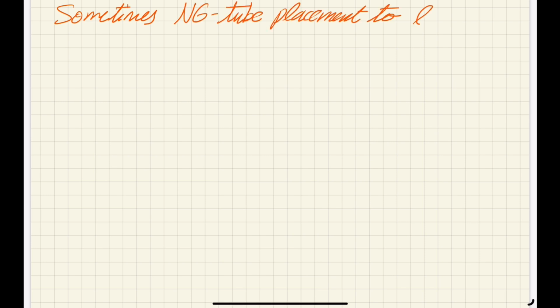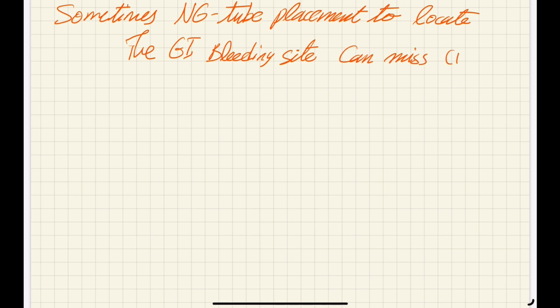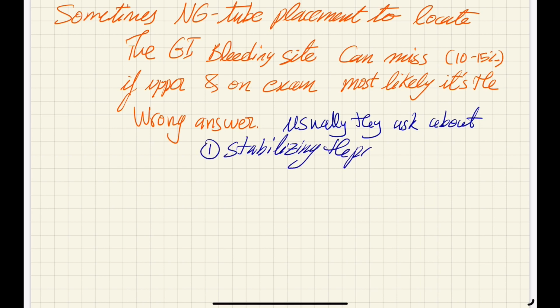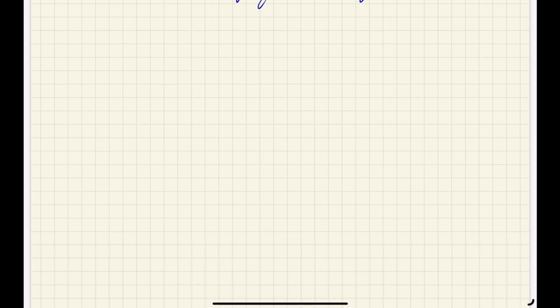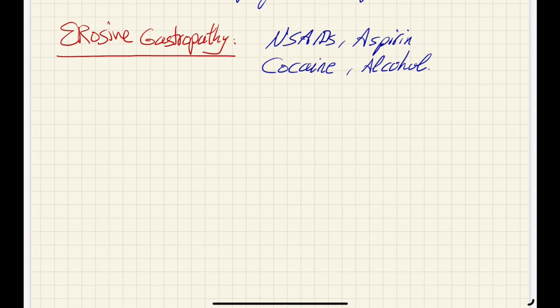Sometimes they might mention placing an NG tube to locate the site of the GI bleed, upper versus lower. This is not done. It can miss up to 10 to 15 percent of patients. Don't answer this on your exam day. It's always the wrong answer. Sometimes in clinical life they do it, but I don't think this is a clinical pearl that you need to know and do on your exam day. Erosive gastropathy: here the mucosa is facing a stressor that will cause stress-induced injury.